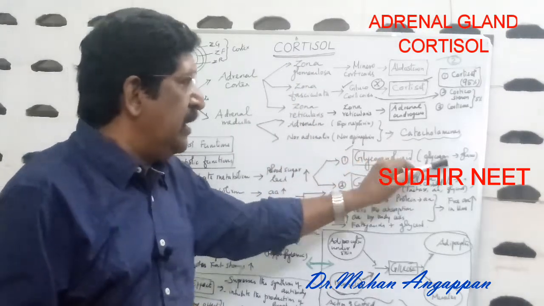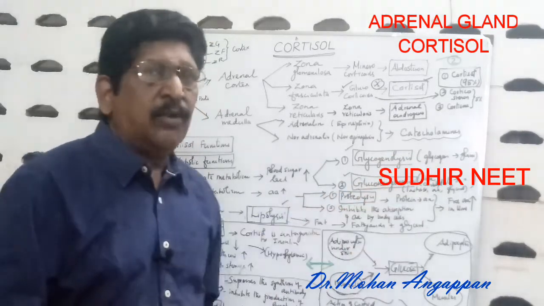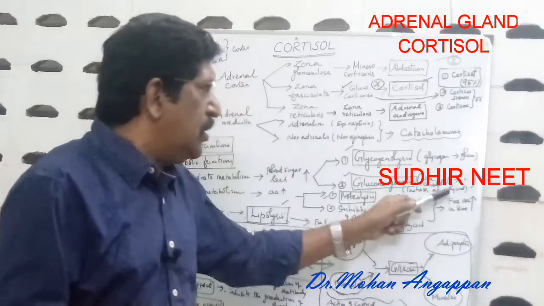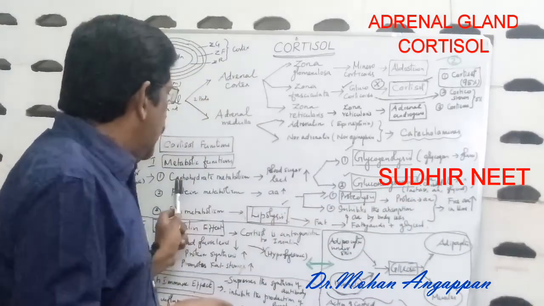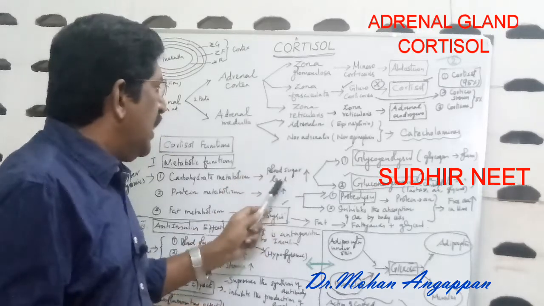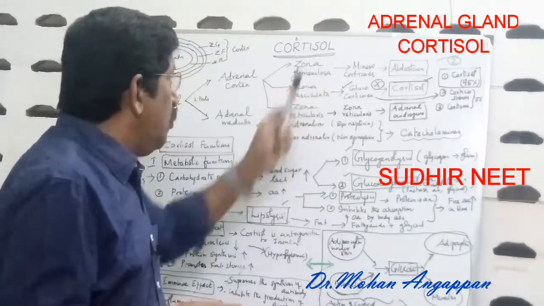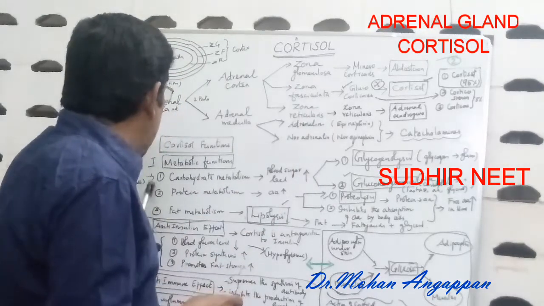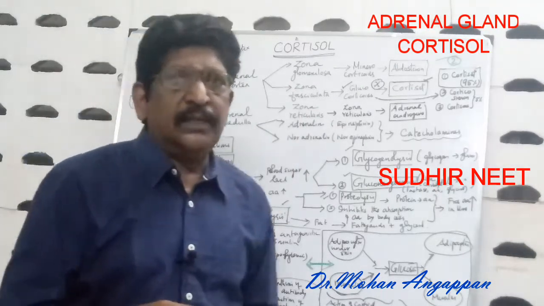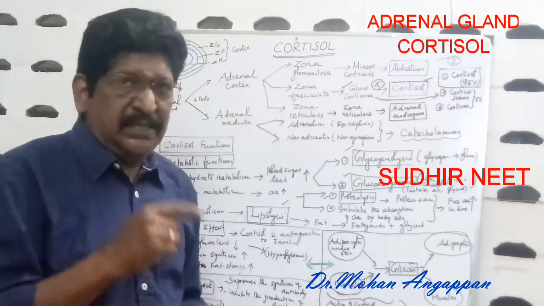Glycogenolysis, glycogen converted into glucose. Gluconeogenesis, the non-carbohydrate materials converted into glucose. So carbohydrate metabolism involves an increase of the blood sugar level. So this hormone cortisol is a hyperglycemic hormone. Hyperglycemic, you must remember this.